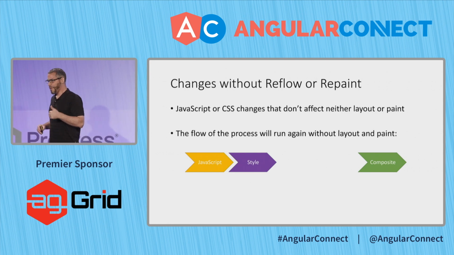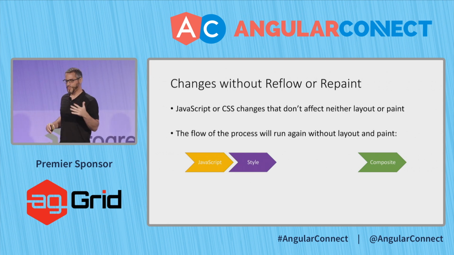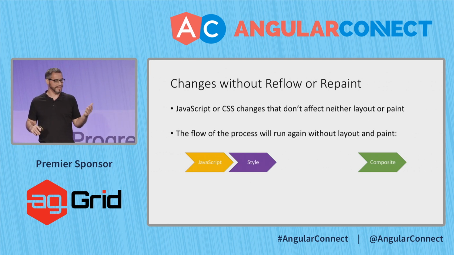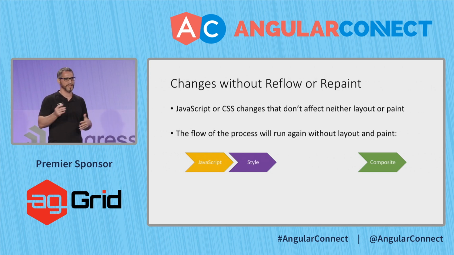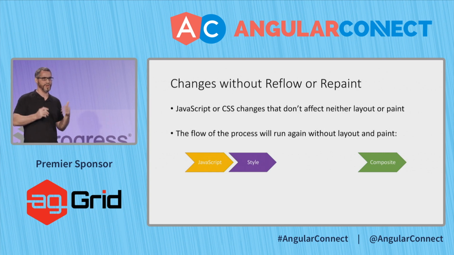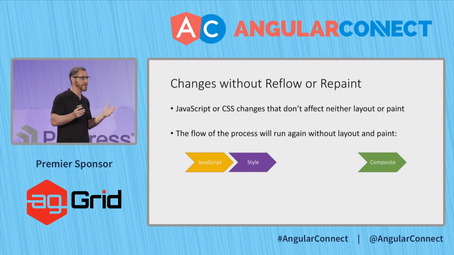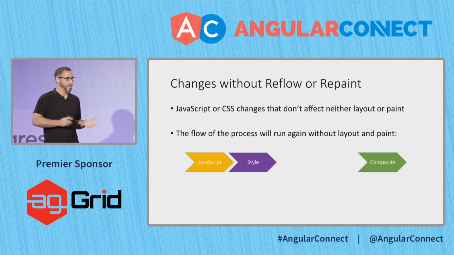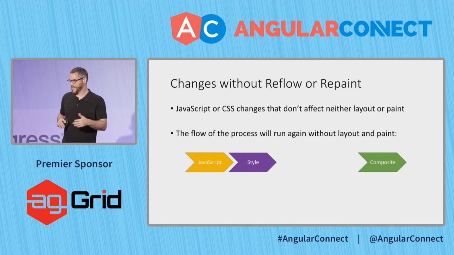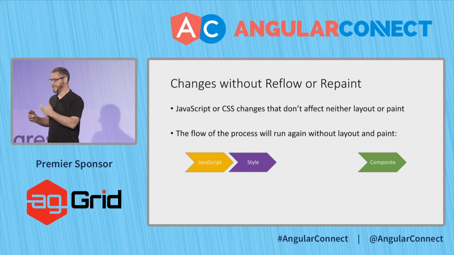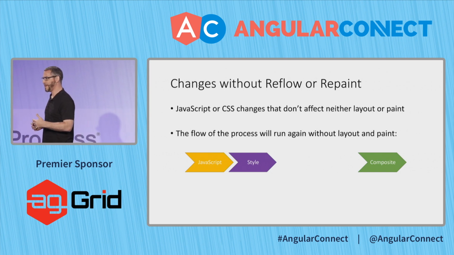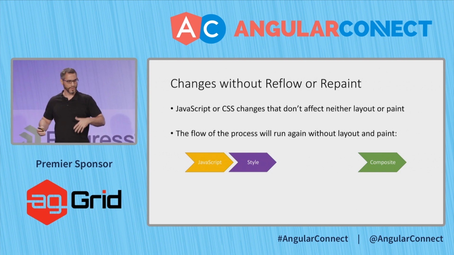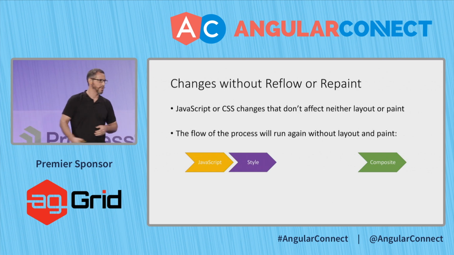The last option is that we have a process that doesn't include repaints and reflows. That means that you're changing something in JavaScript. For example, you have some timer that runs and calculates some calculation, which doesn't affect the DOM or the CSS or the style. Okay? So these things happen. Then the process will run, but only with JavaScript, style, and composite.